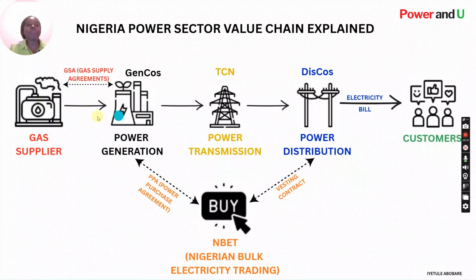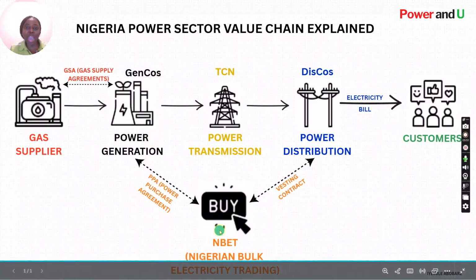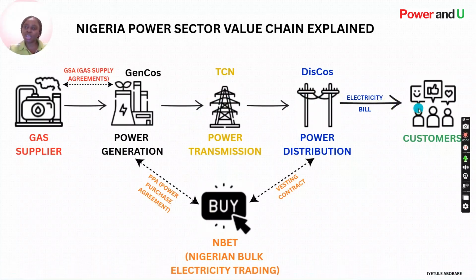You can see how any drop in the baton along the power chain affects the customers. For the gas supplier, if there is vandalism of the pipeline, the gas that they have explored will not reach the Genco. And as such, the Gencos will not be able to produce power. And if the Genco is not able to produce power, there will be nothing to sell to Embed to transmit through TCN to get to the discos and you, the customer.